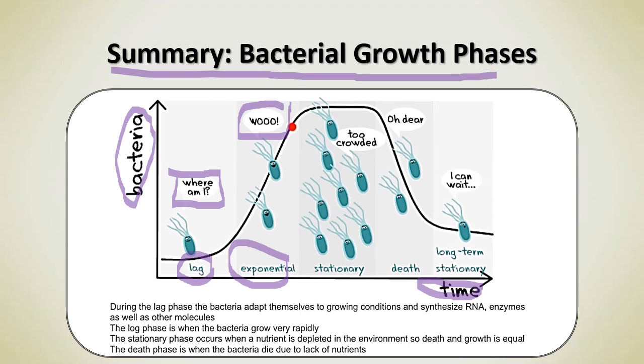This is followed by the stationary phase, where the cells are too crowded and congested, and there is also depletion of nutrients, so the growing conditions become unsuitable for the bacteria. The last phase is the death phase, where the bacteria are dying due to lack of nutrients. So the thing that I would say is, oh dear, I am dying.